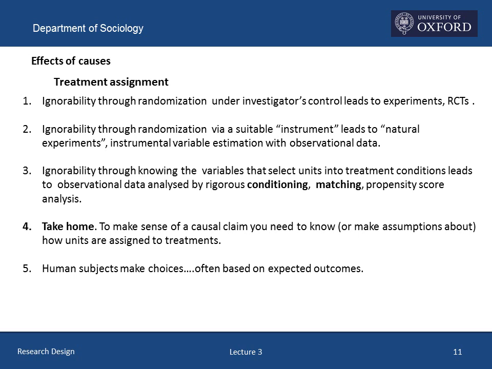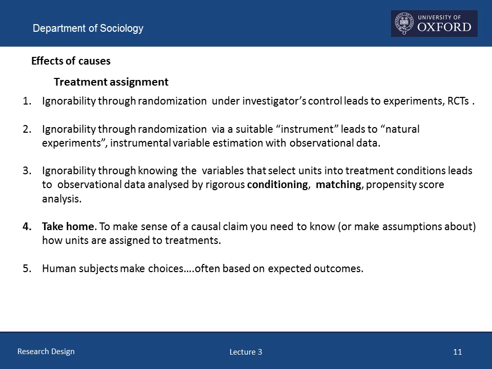The judgments we make about ignorability delimit the sort of research strategy or design that it makes sense to use. Ignorability through randomization under the investigator's control leads rather naturally to randomized controlled trials. Ignorability through randomization via the employment of a suitable instrument leads to what are sometimes called natural experiments, and by making the appropriate assumptions to instrumental variable estimation with observational data. This is not something that you need worry about right at the moment. I'll say no more about the latter right now, and we'll return to it later in the lecture sequence.